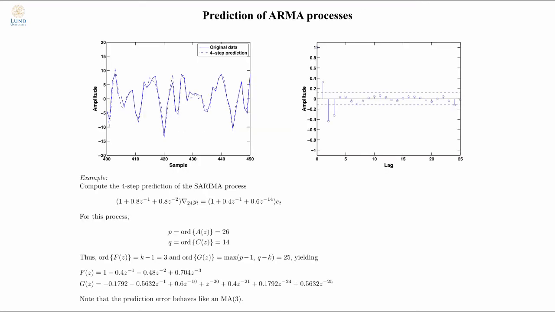Here's an example of 4-step prediction of a SARIMA process. For this process, if I multiply the A component together, I can see that the order P here is 26 and the Q is going to be 14. Since it's a 4-step prediction, that means that the order of the F polynomial will be 3 and the G polynomial will be 25. Doing the polynomial division using the polydiv function, these are the polynomials I get.